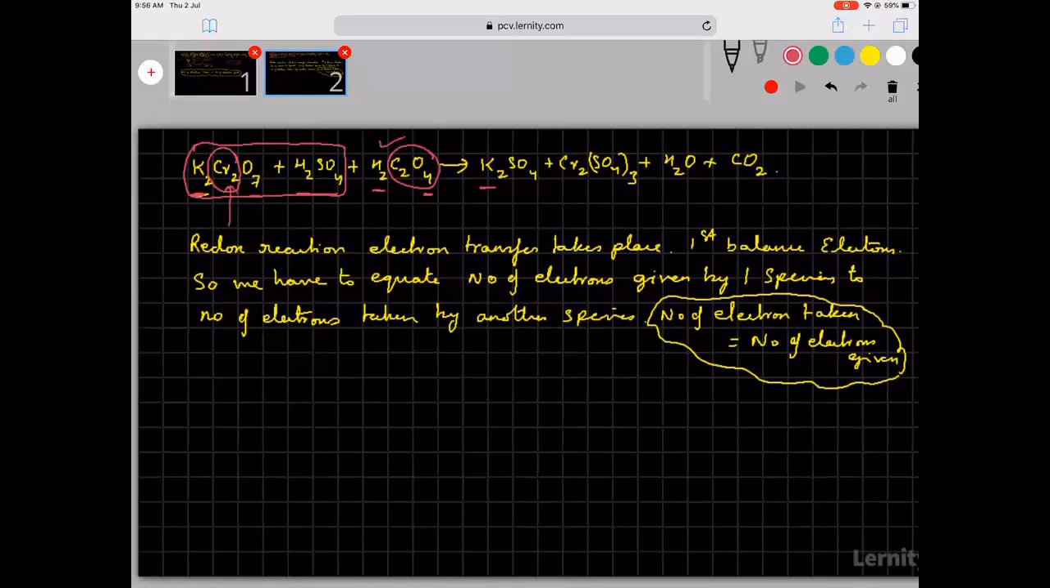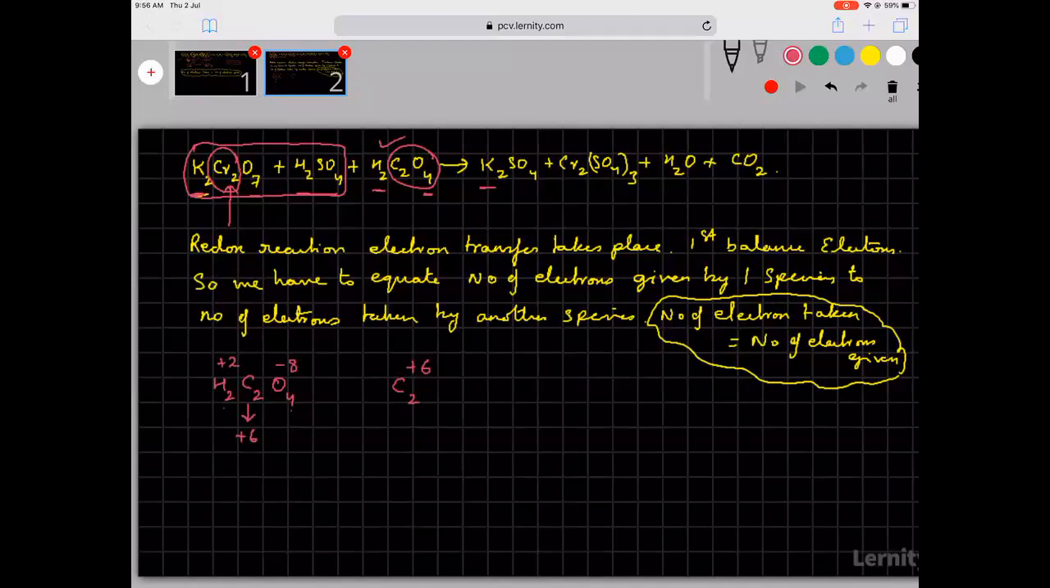Okay, so let me look at the oxidation state of carbon. I have H2C2O4. Four oxygens are there, each oxygen is -2, so total is -8. Two hydrogens are there, in all acids hydrogen is in the +1 state, so +2. So these two carbons together are in the +6 state, but each carbon is in the +3 state. If it helps you, you may write it like this: C2 +6 is becoming C +4.